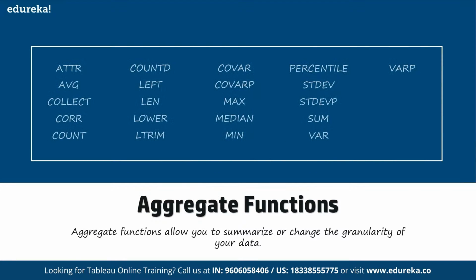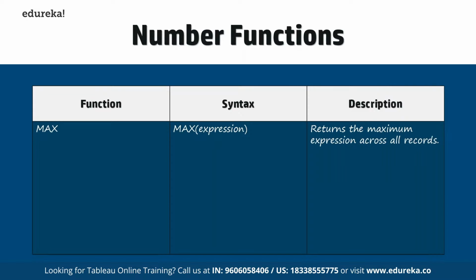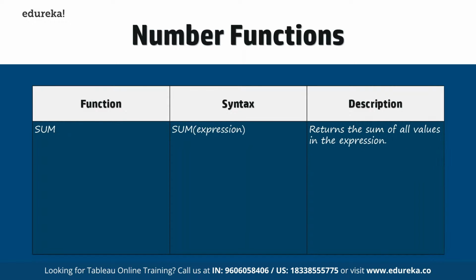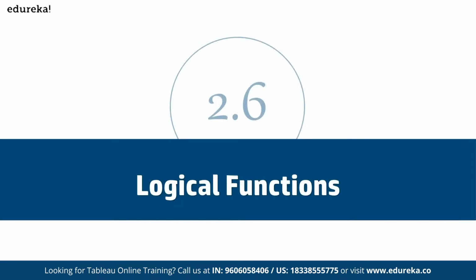We are back on number functions, I think. Aggregate functions, I think I was showing you minimum, I was showing you maximum, average. These are all nothing but aggregate functions. Count, distinct, covariance, maximum, minimum, median. Median is the middle value that divides your data into two parts. Percentile, standard deviation, all this we had discussed.